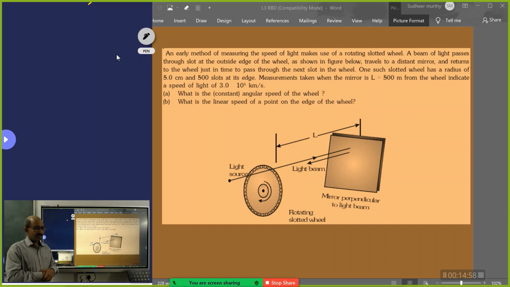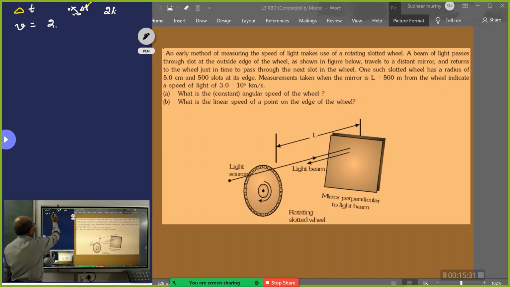So the time taken to move one slot is delta t, the time that it will move from this slot to this slot. So this time interval is delta t. And the light beam will travel 500 meters twice. So it travels a distance of 2L in the delta t interval. So then the velocity of light will be 2L by delta t. Correct?